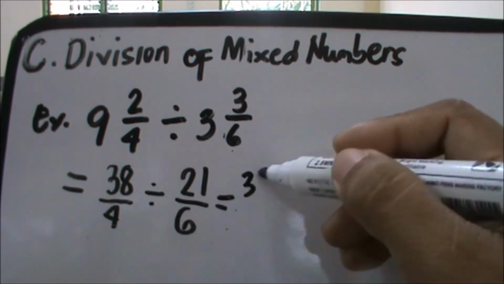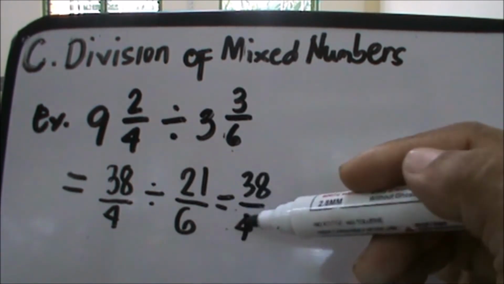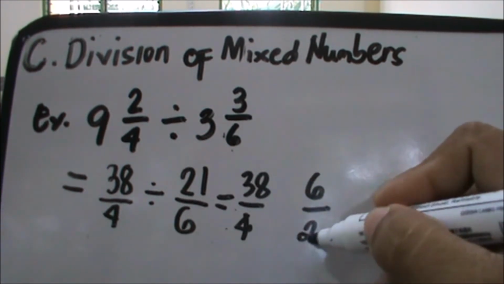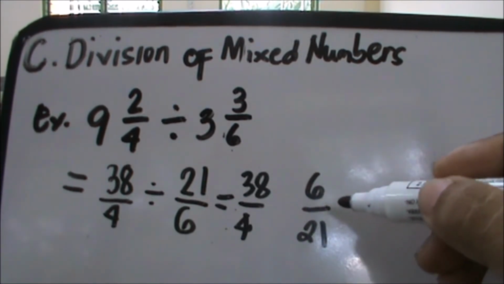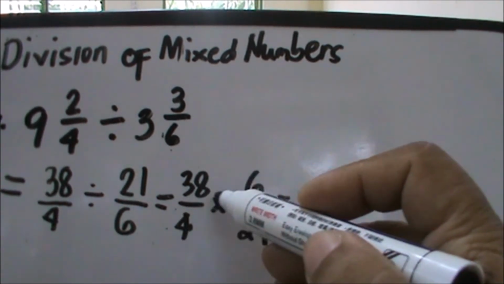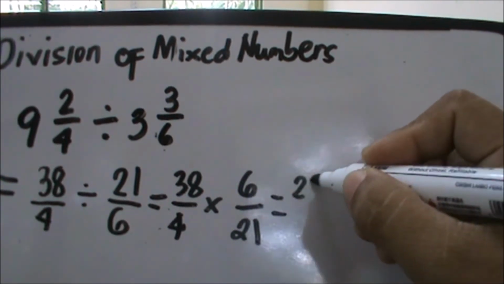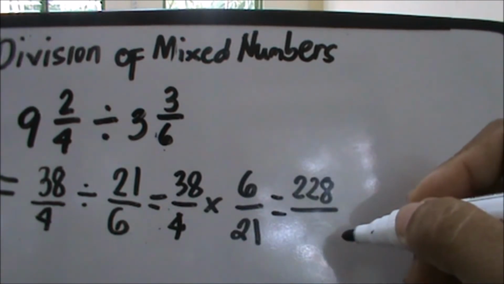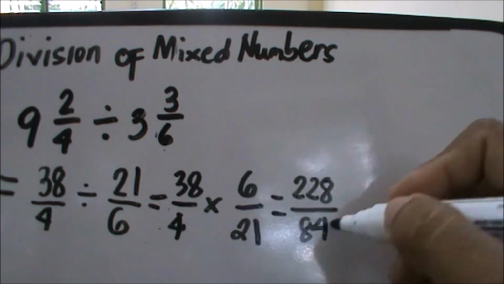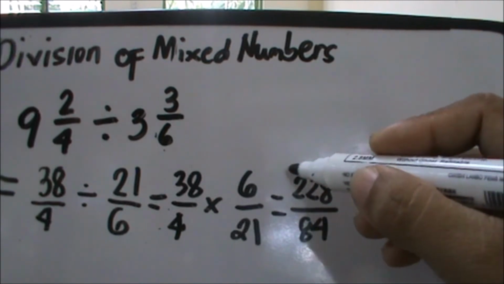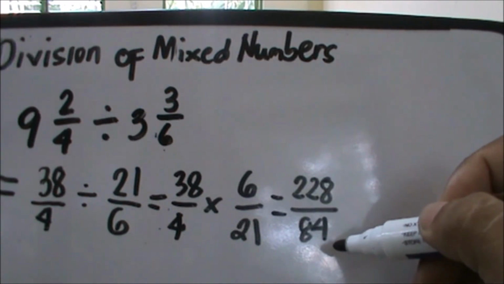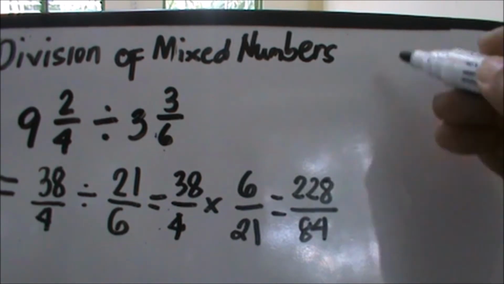So 38 over 4. The reciprocal of 21 over 6 is 6 over 21. And then we can proceed to multiplication. So 38 times 6 is 228. Then over 4 times 21 is 84. So now we have an improper fraction. So we need to reduce it to lowest terms. So we do division.